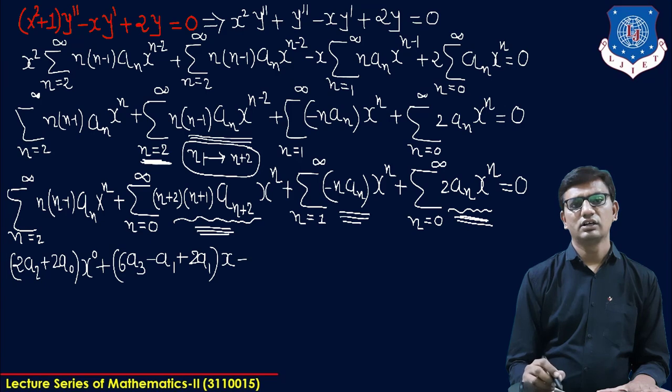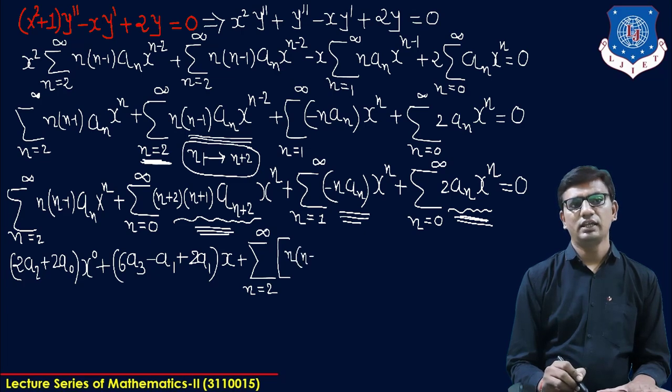Now we can take the common Σ with x^n common, n starting from 2 to infinity, and we are taking x^n common from all summations.